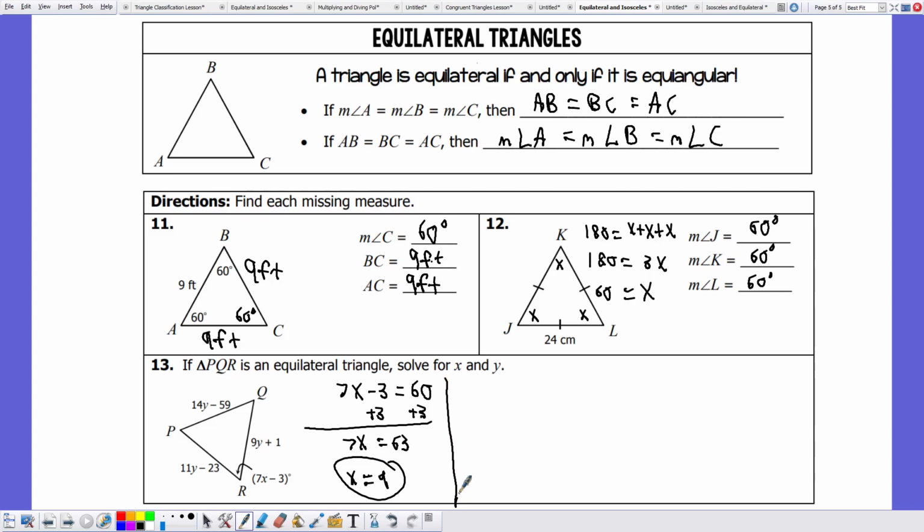Now let's solve for y. We're given the measures of 3 of the sides. 14y minus 59, 9y plus 1, 11y minus 23. All the sides are the same, so just pick the easiest one to work with. 9y plus 1 looks fairly easy to work with. So I have 9y plus 1, set it equal to any of the other two sides. So how about 11y minus 23?